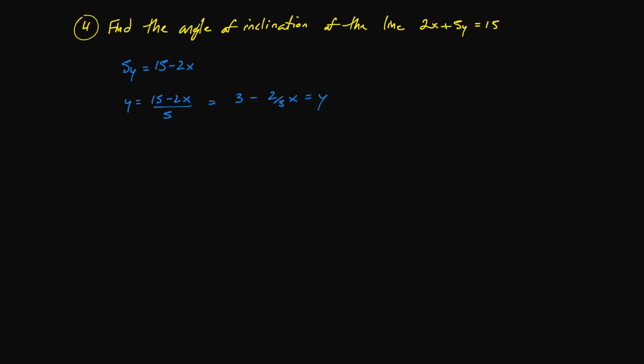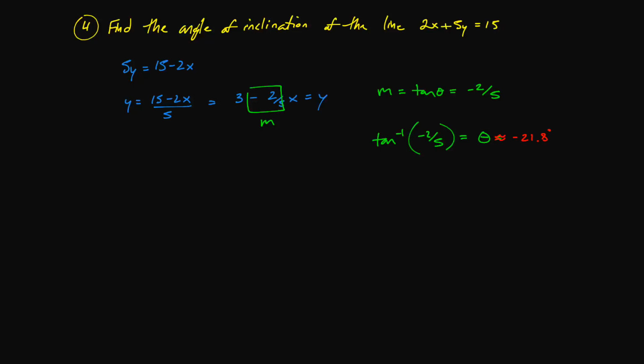Now what's interesting here, knowing that this part is the slope, this is m. We just said m is equal to tan theta. So if we have negative 2/5 equal to m, we can get the angle of inclination by doing arctan of negative 2/5. That'll give us our angle theta, which is our angle of inclination. If you plug that into your calculator, remember you use arctan or the shift tan button, you're going to get approximately negative 21.8 degrees.